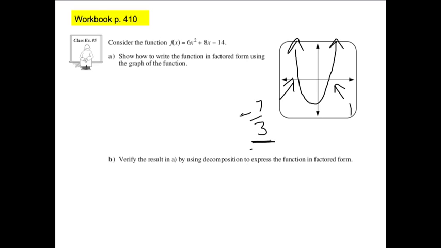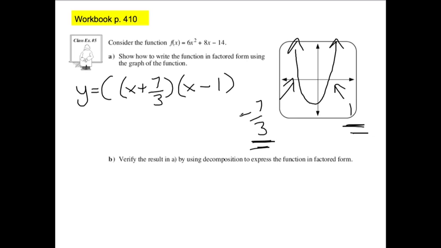Well, these, remember, are going to be your x-intercepts. So, what you have initially is x plus 7 over 3 and x minus 1. Now keep in mind, of course, that the equation is going to require an a. It may be 1, it may be another one. We have to figure that one out.